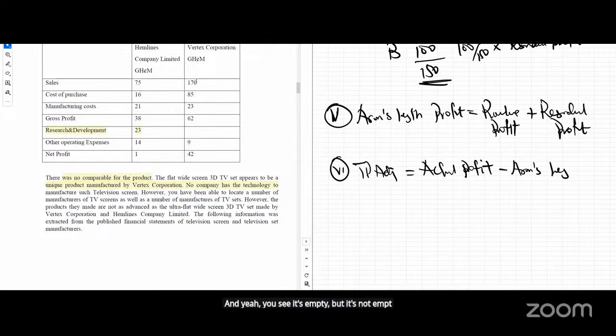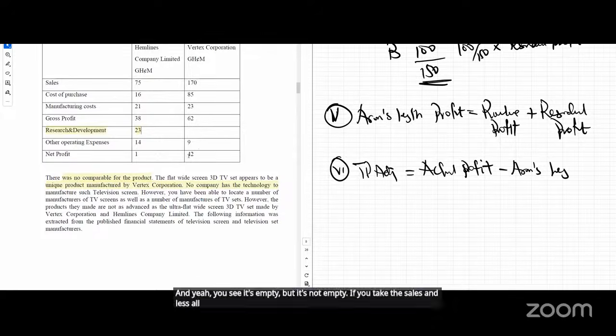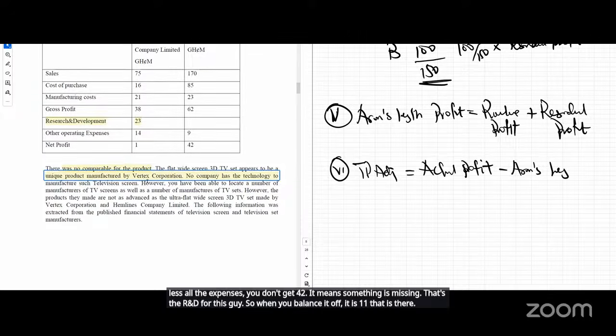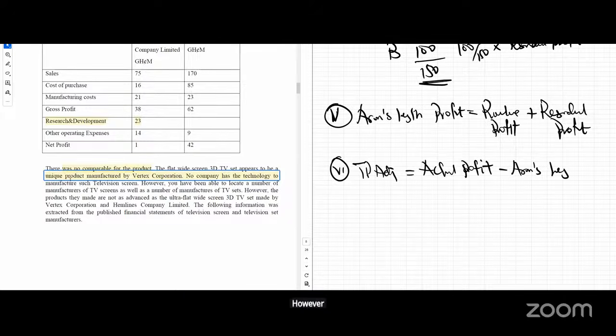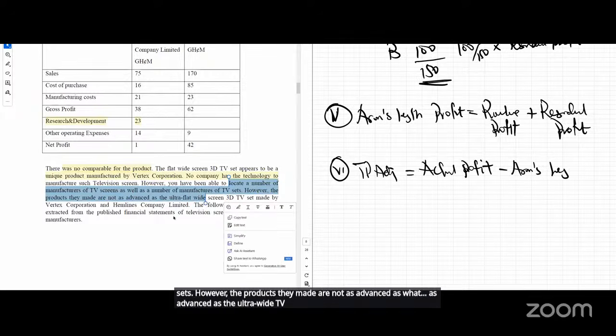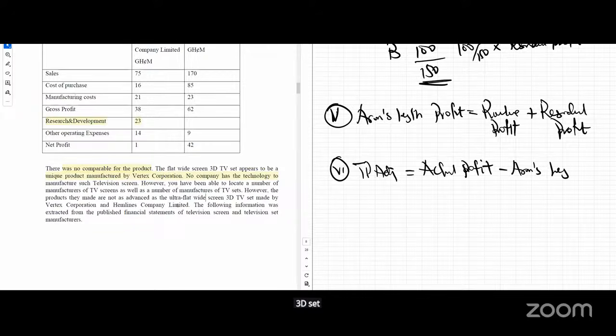Here you see it's empty, but it's not empty. If you take the sales and less all the expenses, you don't get 42. It means something is missing. That's the R&D for this guy. So when you balance it off, it is 11. However, they said no company has the technology to manufacture such television, meaning it's very unique, right? However, you have been able to locate a number of manufacturers of TV screens, as well as a number of manufacturers of TV sets. However, the products they made are not as advanced as the ultra-wide 3D TV set made by Vertex Corporation and Hemlines Company.